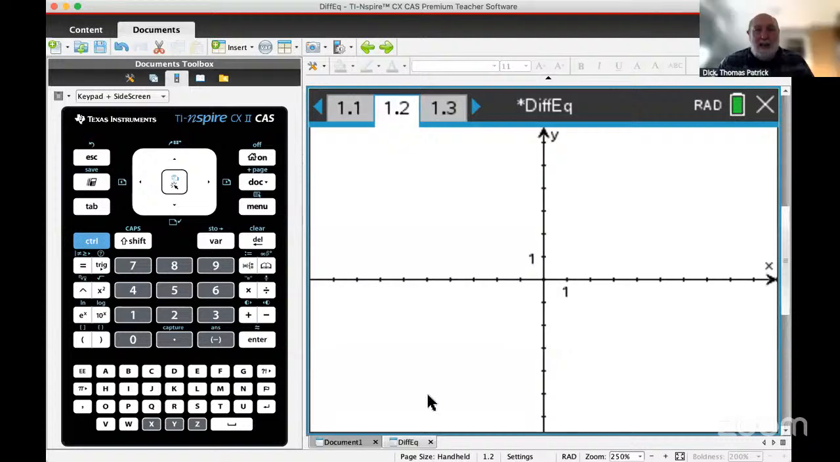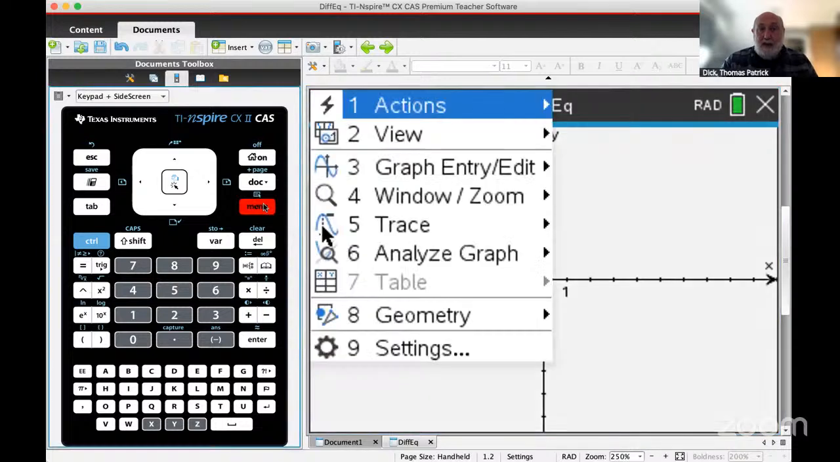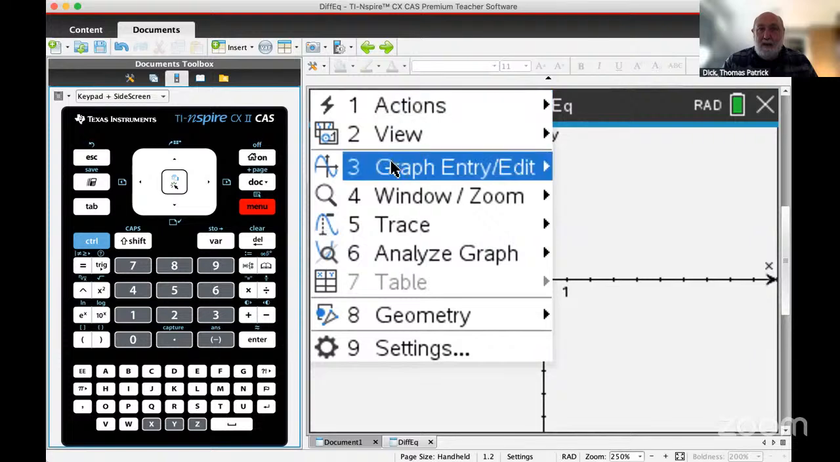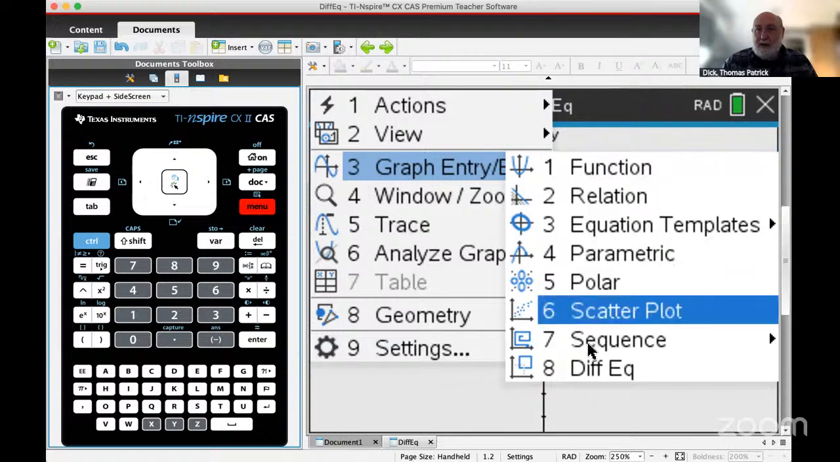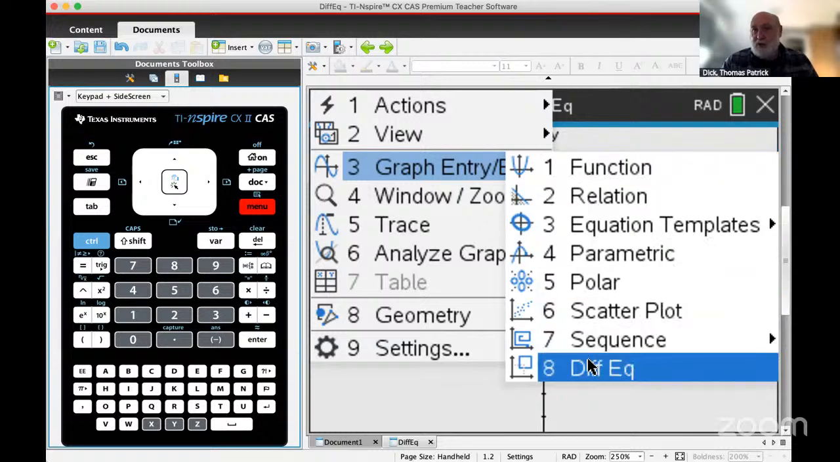Okay, and what I've got here is just a blank graphing screen, and I'm probably on the function plotter now, but I want to switch over and look at a differential equation plotter, and that's the name on the Inspire for the plotter that'll actually generate things like slope fields for you. So I'll go to menu, down there at number 3, graph entry edit, and we can see all the way to the bottom, number 8 is diffeq, short for differential equation.